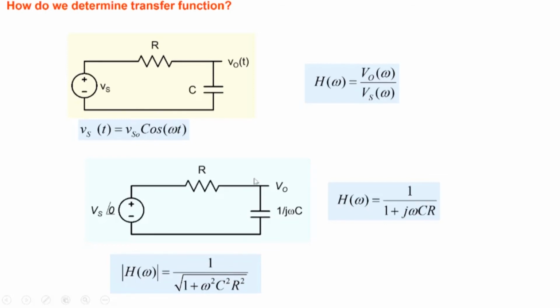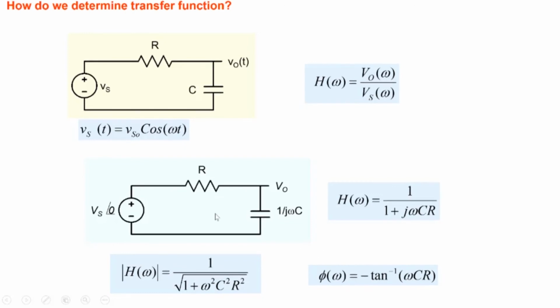We have done phasor analysis: convert the circuit into a phasor circuit, and calculate the ratio of the output and input, whatever output you're interested in versus the input that is given here. So you calculate the transfer function. The next thing is you take the magnitude of it. The magnitude of a complex number would be 1 over square root of 1 plus omega square C square R square. And you take the phase part of it, the angle part, because j is here. So it's minus tan inverse omega CR.